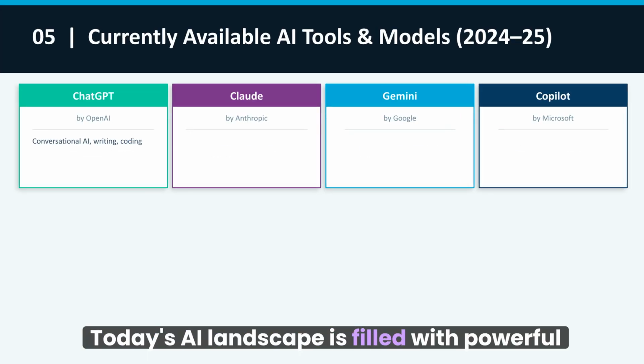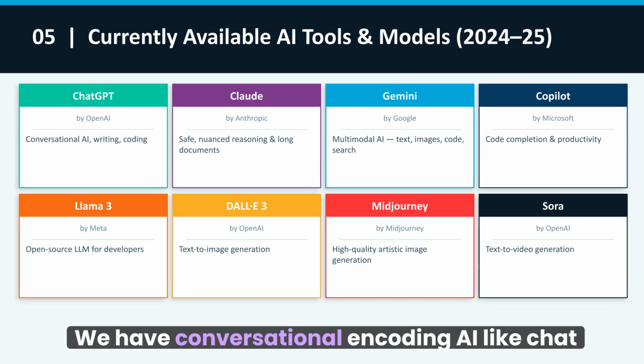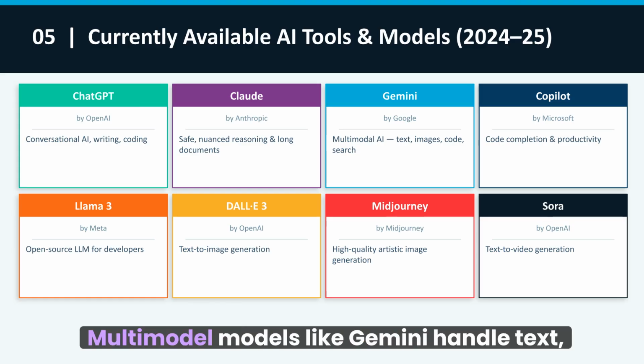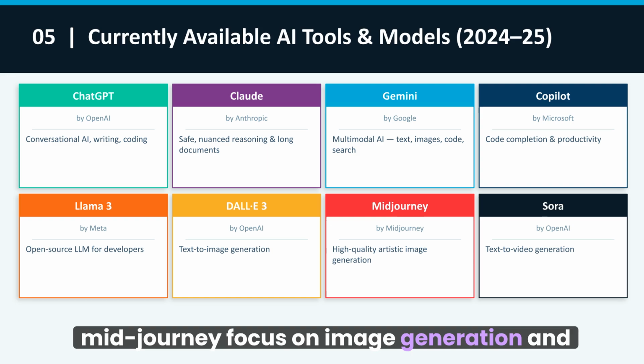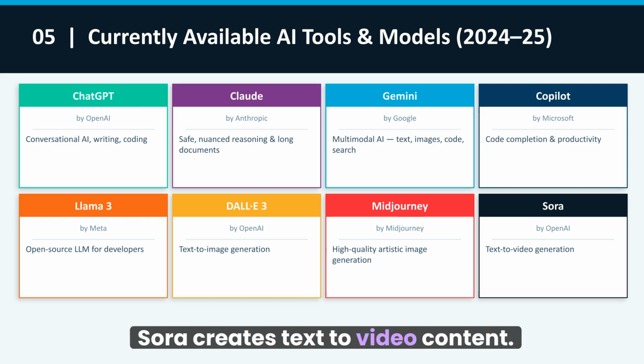Today's AI landscape is filled with powerful tools. We have conversational AI like ChatGPT and Claude. Multimodal models like Gemini handle text, images, and code. Specific tools such as DALL-E 3 and Midjourney focus on image generation, and Sora creates text-to-video content.